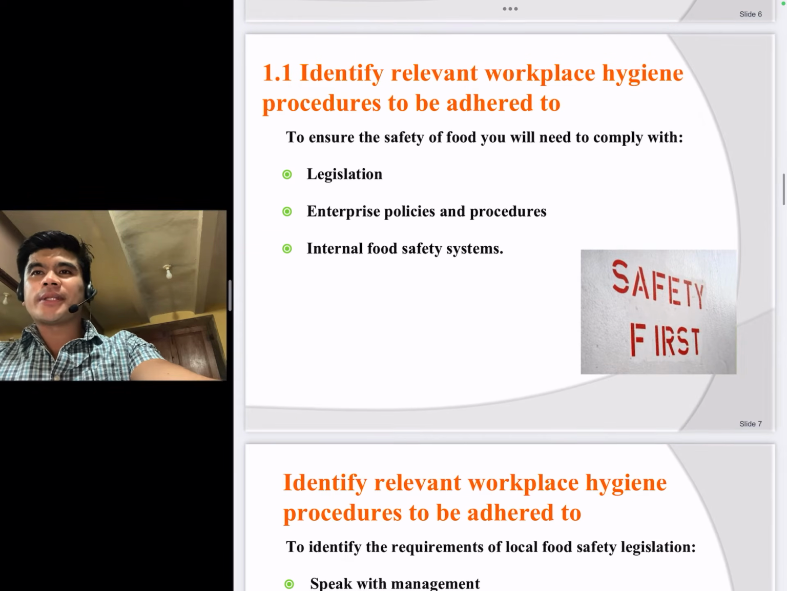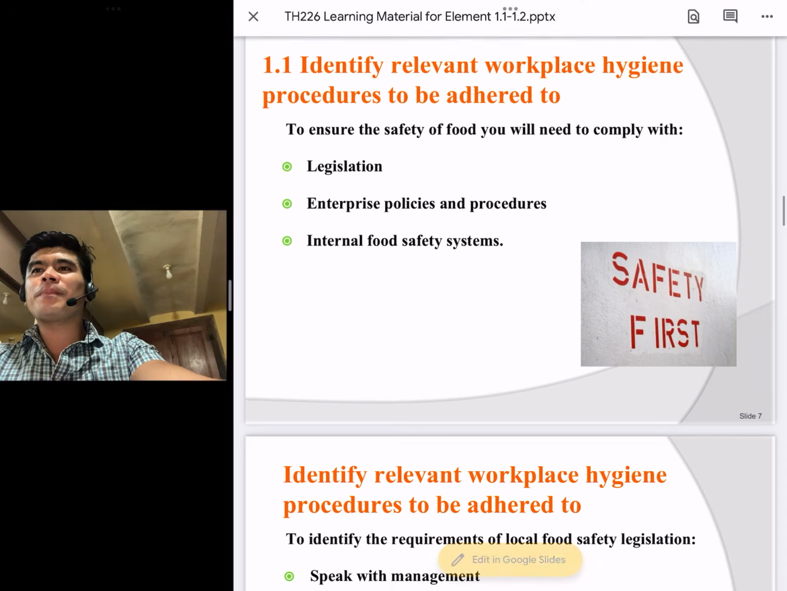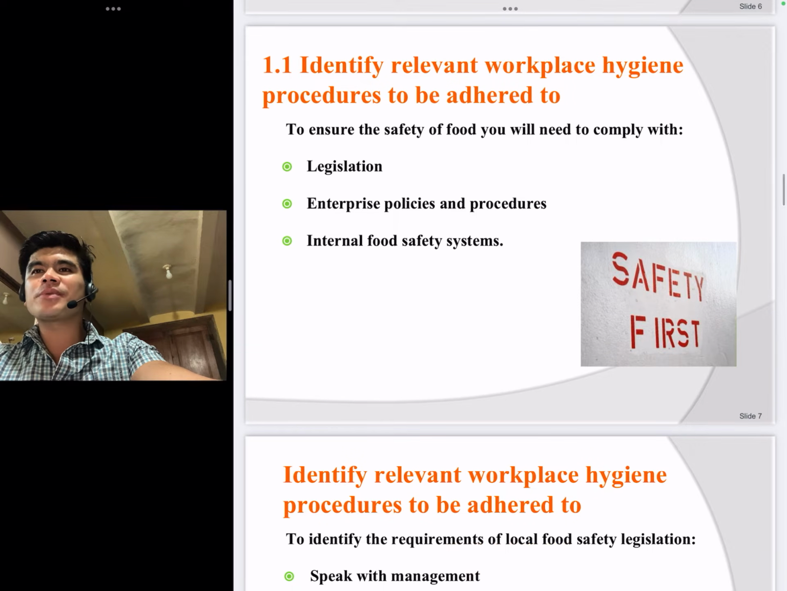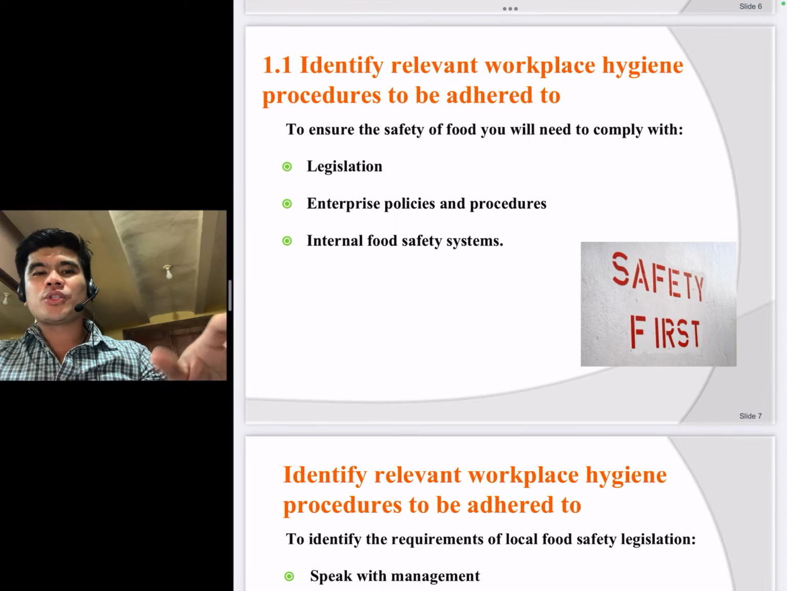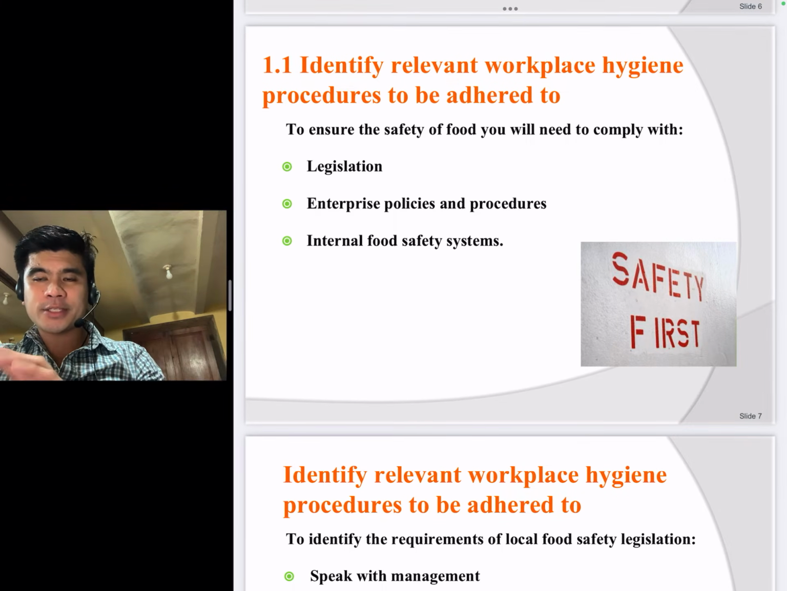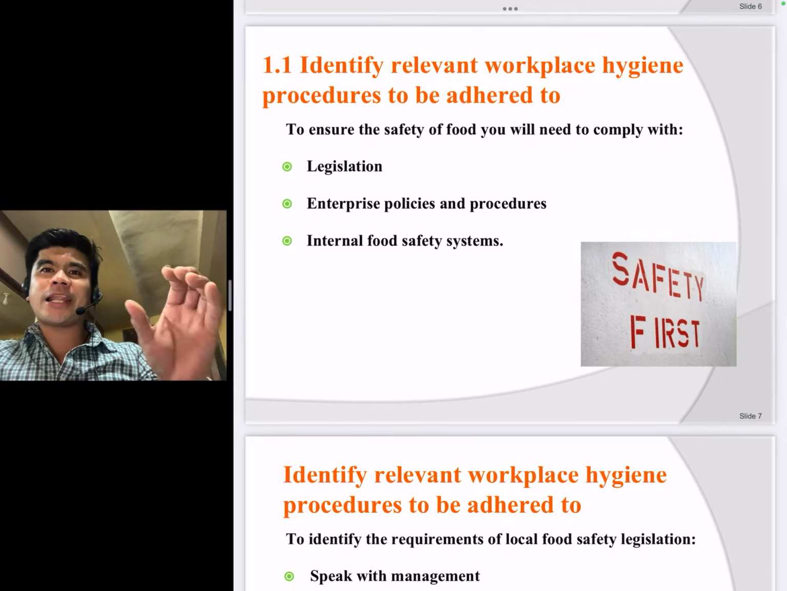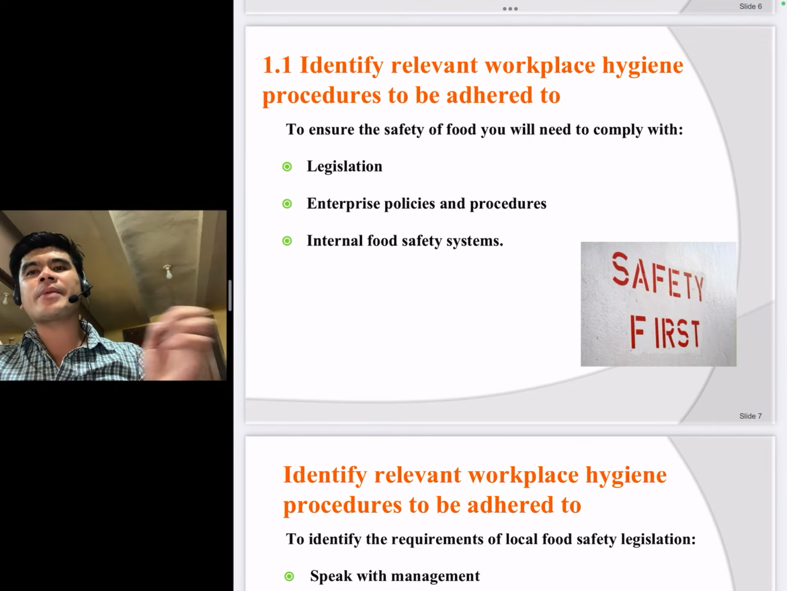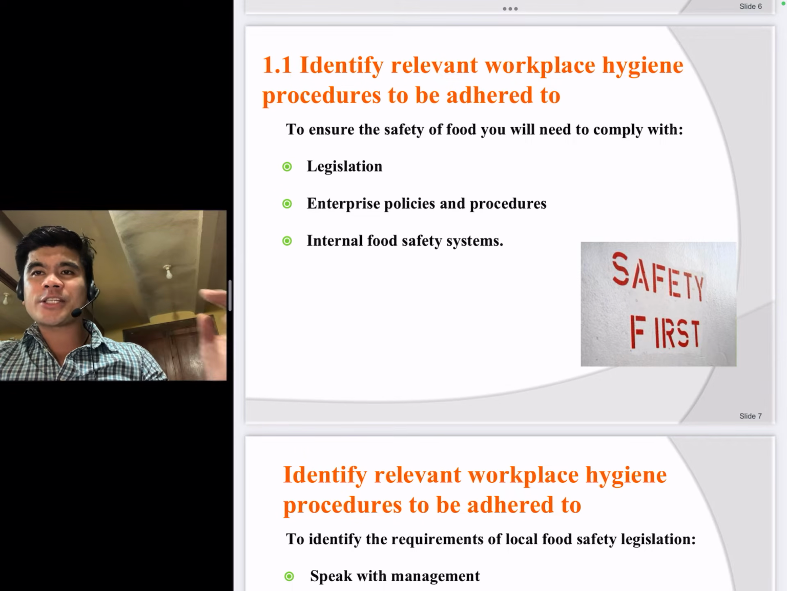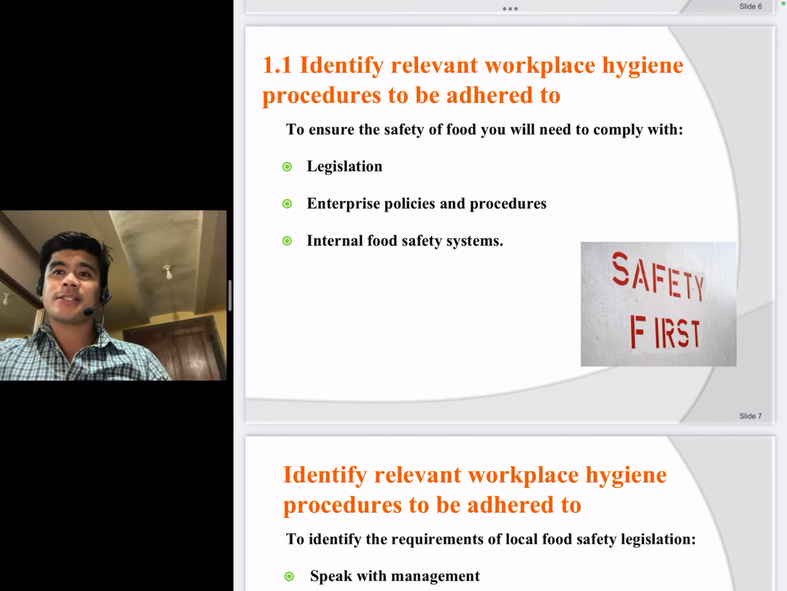Now, 1.1, identify the relevant workplace hygiene procedure to be adhered to. So, once again, what are the things that you have to follow? It's being mentioned again: legislation, national government, enterprise policy and procedures. It's being done by the owner, and of course, the internal food safety system. Internal food safety system is being done by both of these legislation and enterprise policies.